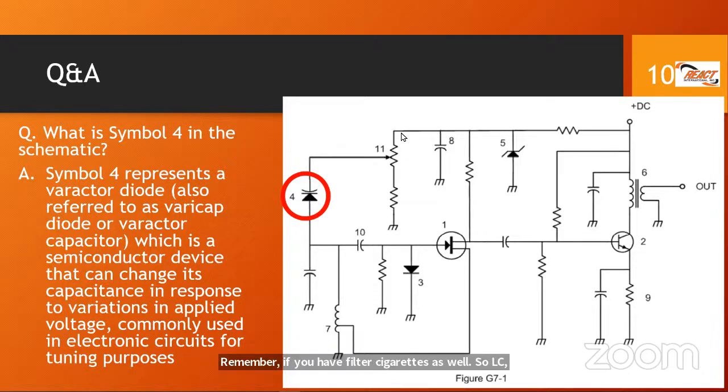So that's what will change the frequency. Notice it's linked here to a potentiometer. So as you change the voltage, the capacitance changes and therefore resonance. So this is what a varactor diode looks like. We have a definition here. Note that it can also be called a varicap diode or a varactor capacitor, right? So very good question there, Arthur, and a little bit of extra information for the class.